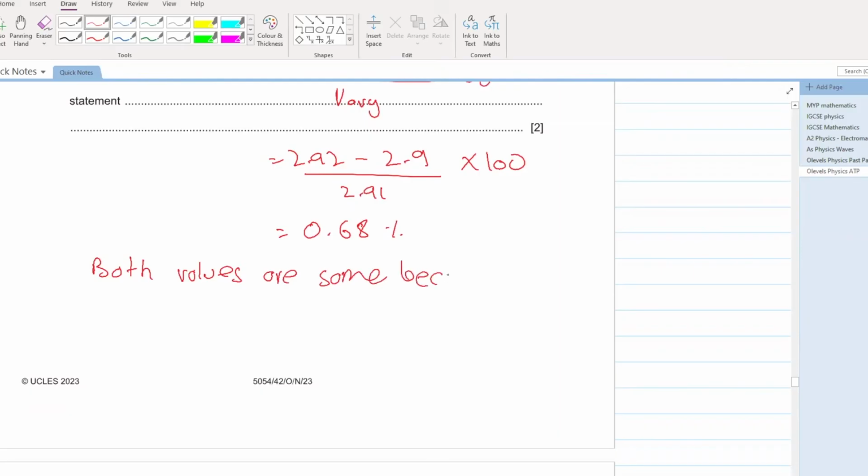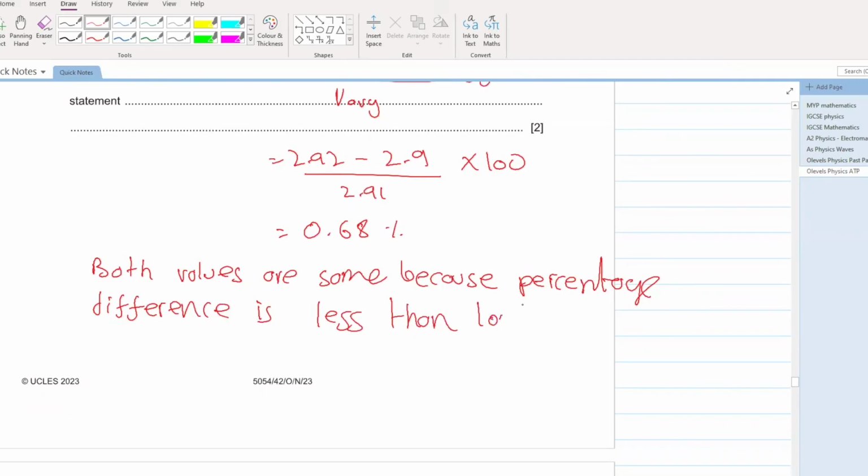Because percentage difference is less than 10%. Simple, nothing complicated here. Let's move ahead.